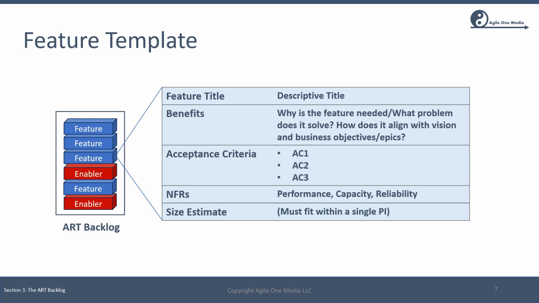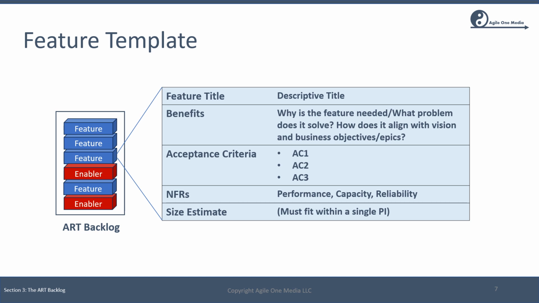So the template shown here is designed to support that. So we have benefits, why is the feature needed, what business objective does it support, and then acceptance criteria. These help establish a boundary around the scope of the feature and can be a good starting point for identifying initial user stories. It can sometimes also be helpful to call out any functionality here that is specifically out of scope for the feature or out of scope for the PI.